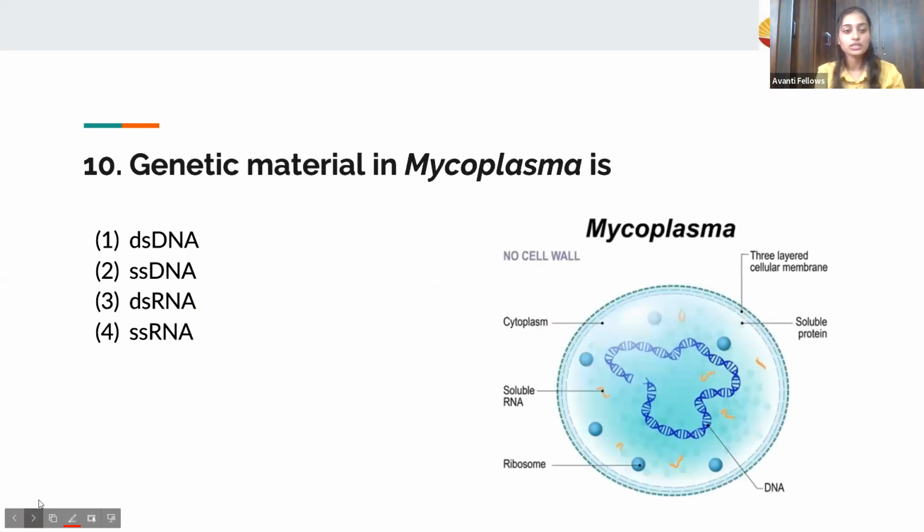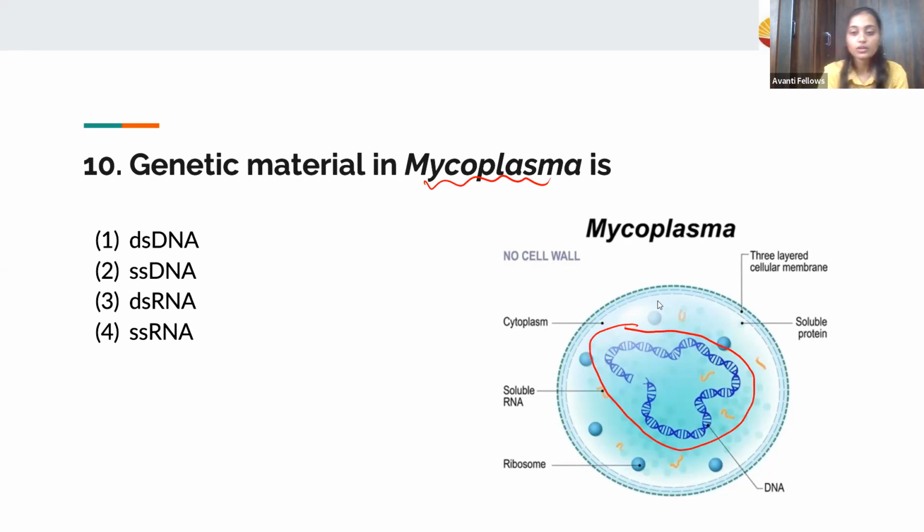The next question is the 10th question, which says the genetic material of Mycoplasma. You can see the genetic material here, of the Mycoplasma. The genetic material is a double-stranded DNA. Yes, so the genetic material present in the Mycoplasma is double-stranded DNA.